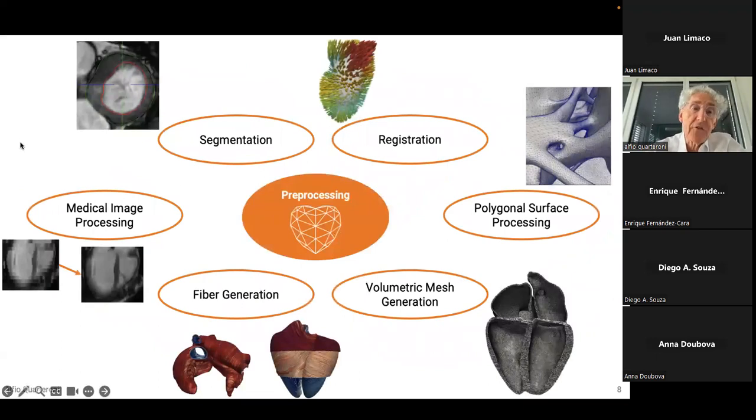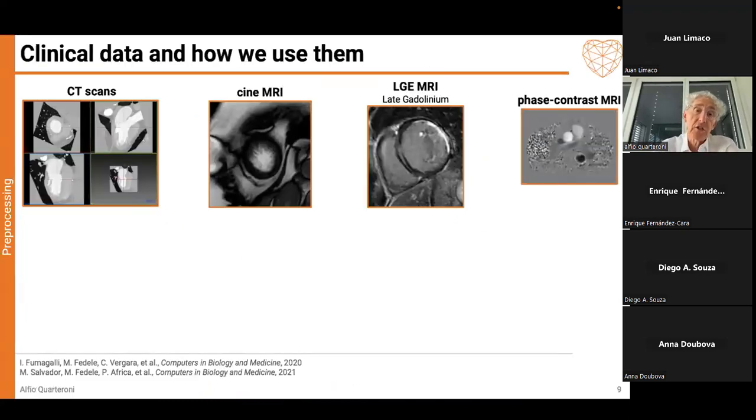Pre-processing means that we start from images. We have to go through the segmentation of images, to the registration in case of dynamical images, to the construction of surfaces, first of all polygonal surfaces, and then to volumetric surfaces, which means the volumetric mesh. We generate a mesh for the volume, and then we generate the fibers. We'll see the fibers, and this will be before actually using the mathematical models, before using the partial differential equations.